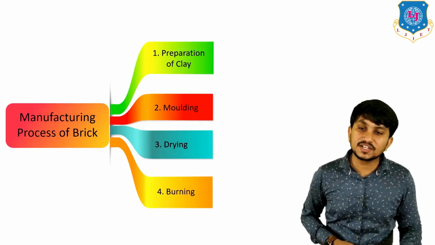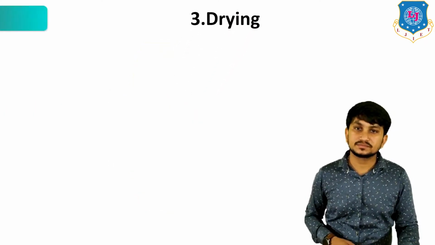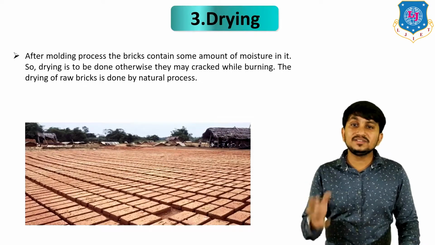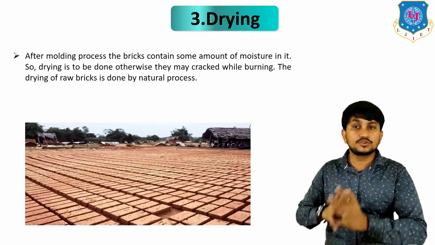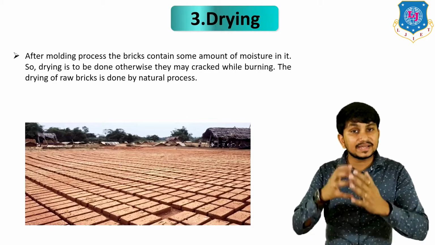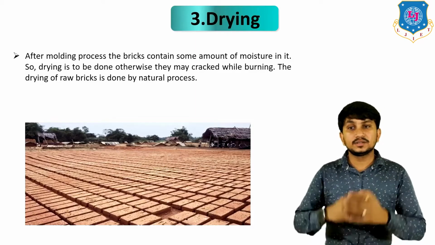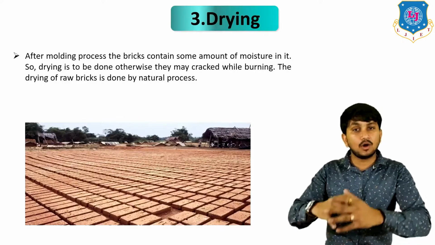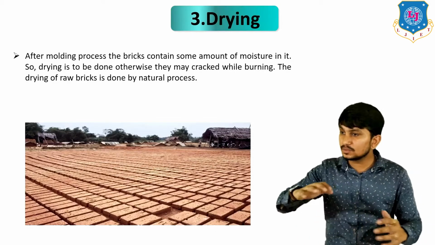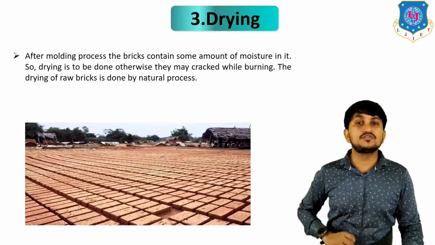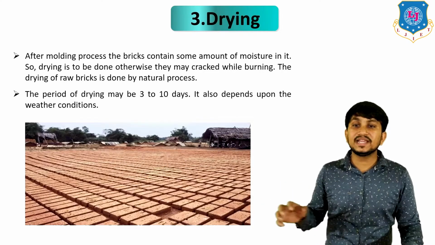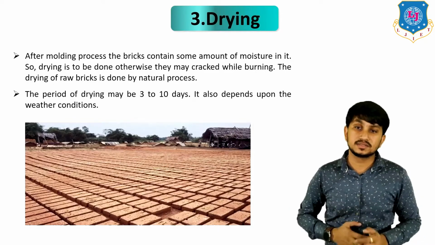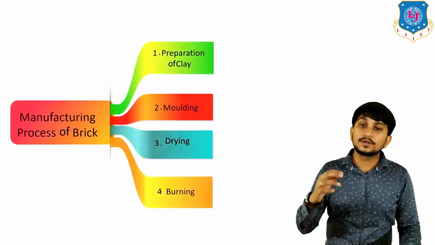Third process in manufacturing of brick is drying. After the molding process, the brick contains some amount of moisture in it, so drying is to be done, otherwise they may crack while burning. The drying of raw bricks is done by a natural process like this. We have to lay all bricks after molding in open spaces for natural drying. The period of drying may be 3 to 10 days. It also depends upon the weather conditions. Okay, that's all about drying.